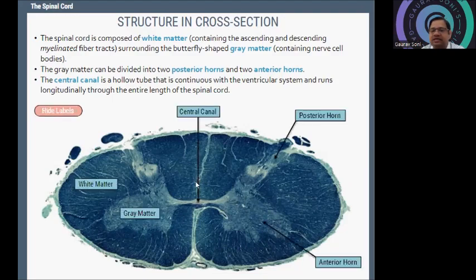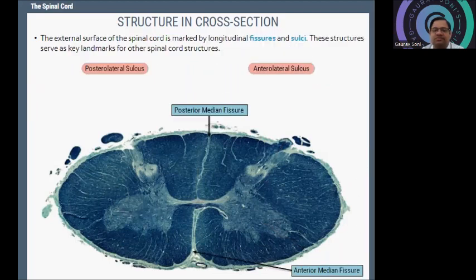Now you can see the labeling. This is central canal, the posterior horn, anterior horn. The middle H shape or butterfly shape is gray matter and the outer one is white matter. So this structure you should remember. It is the cross-sectional structure of the spinal cord at a particular level.